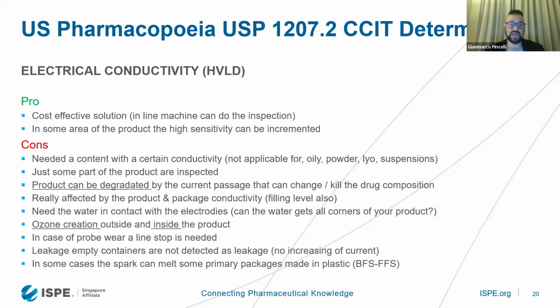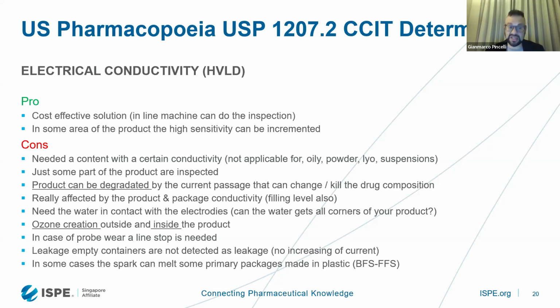As a con, yeah, we have a lot of cons, because it's using the conductivity. So it's not applicable for products that are not conductive or have less conductivity than 1.2 microsiemens. For example, oily, powder, lyophilized products, suspensions, obviously, cannot be inspected using HVLD. Just some parts of the product can be inspected, and another important thing is that the current passing through the container can kill some drug composition.